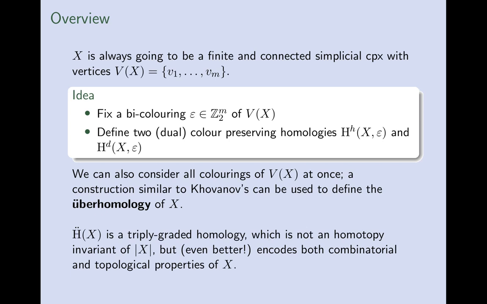In particular, we'll see that, for example, in its lowest degree, it encodes some purely combinatorial information about X, while in its top degree, which is going to be m, so the number of vertices, at least in the case of simplicial complexes whose geometric realization is the triangulation of some, let's say, closed manifold, it recovers the fundamental classes, so purely topological information about X.